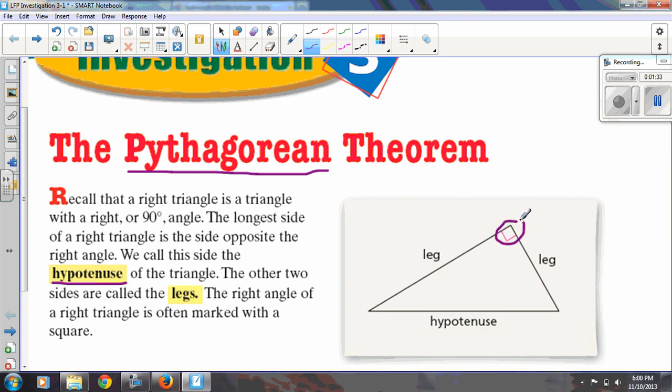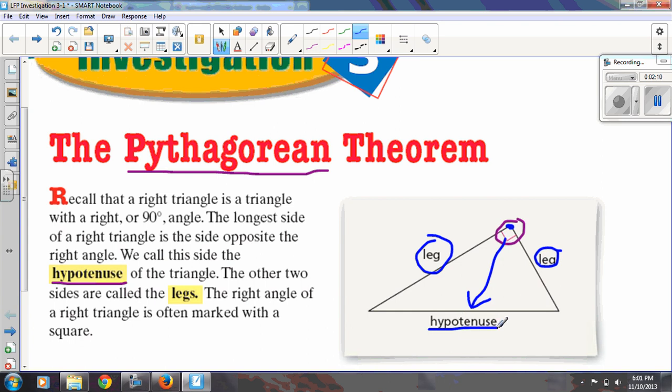You're familiar with this part right here where you put the square in the corner to indicate it's a right triangle. But each of the three sides of a right triangle also have names, as you can see here. The two sides that are off of the right angle are called the legs. Each triangle has two legs and they are connected right here to your right angle. The side that's opposite the right angle is called a hypotenuse. It happens to be my favorite math word.